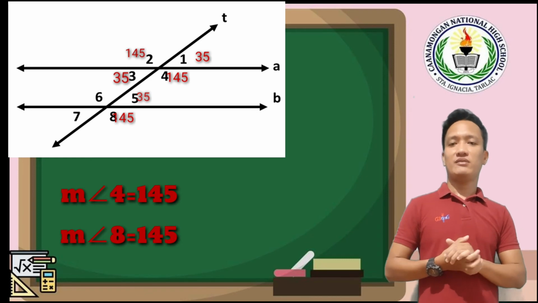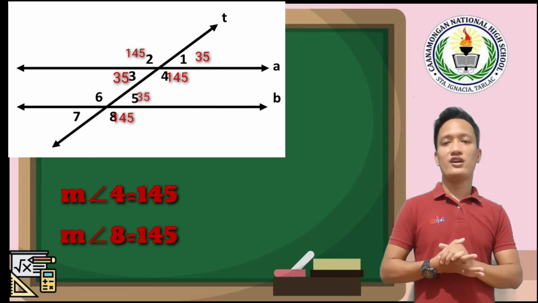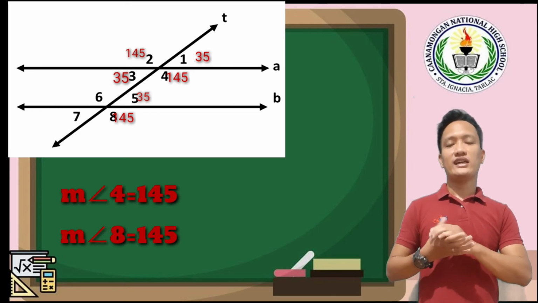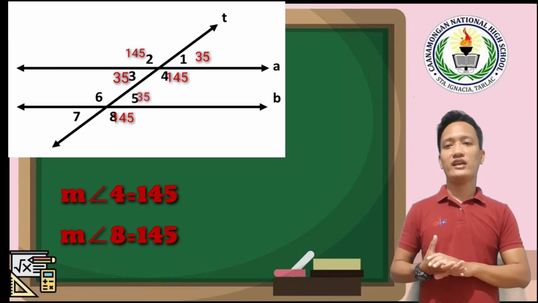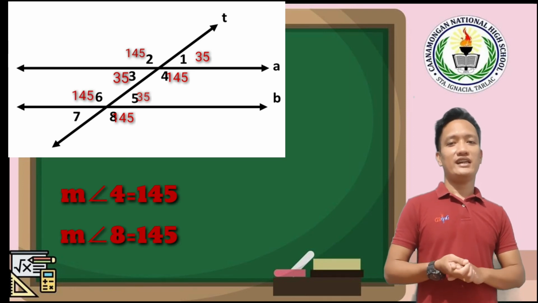How about number 6? Siyempre, kung alam natin yung angle 4, which is equal to 145, at alternate interior niya ang angle 6, they are equal. So, ang angle 6 ay 145 degrees.